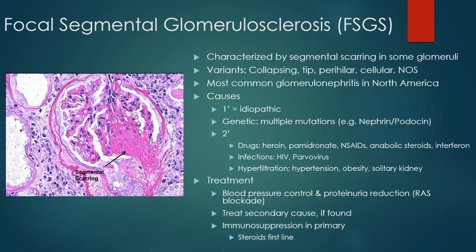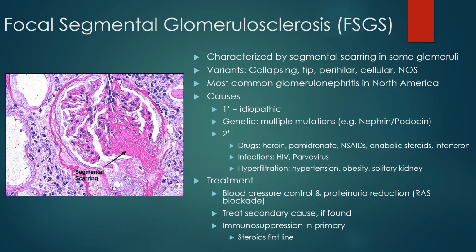This can be from multiple mutations, including nephrin and podocin. Secondary causes of FSGS include drugs such as heroin, pamidronate, NSAIDs, anabolic steroids, and interferon, as well as infections such as HIV and parvovirus. Another secondary cause of FSGS can be a resultant hyperfiltration that leads to scarring of certain glomeruli, and this can be from hypertension, obesity, or a solitary kidney.